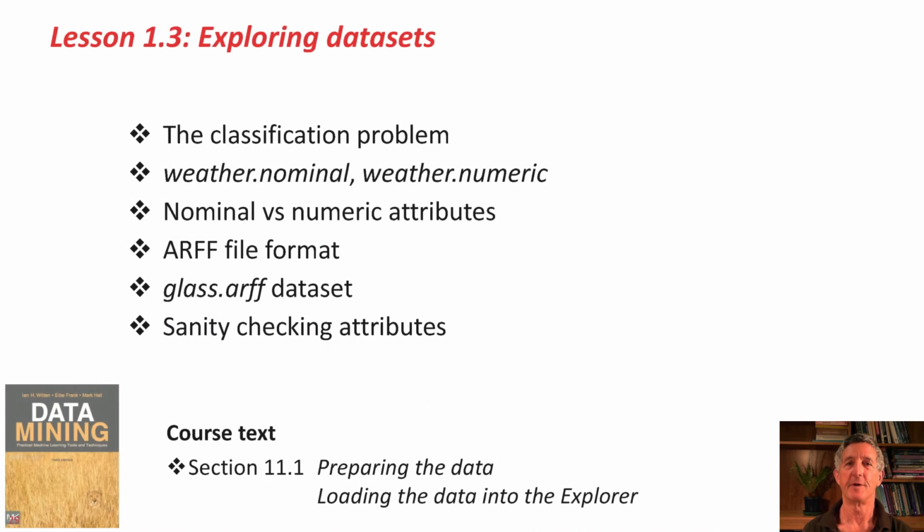That's it then. We've looked in this lesson at the classification problem. We've looked at the nominal weather data and the numeric weather data. We've talked about nominal versus numeric attributes, and we've talked about the ARF file format. Looked at the glass.arf data set, and I've talked about sanity checking of attributes and the importance of getting down and dirty with your data.